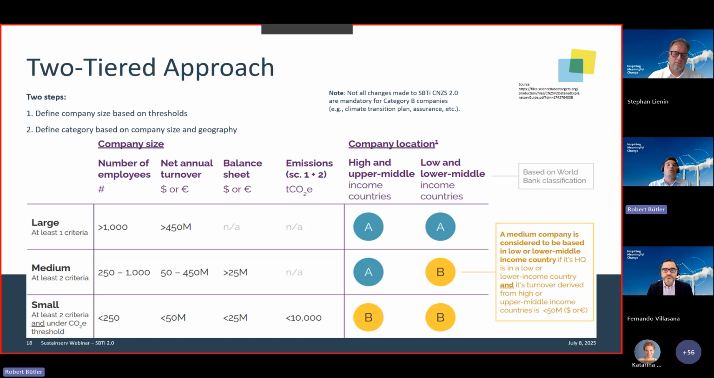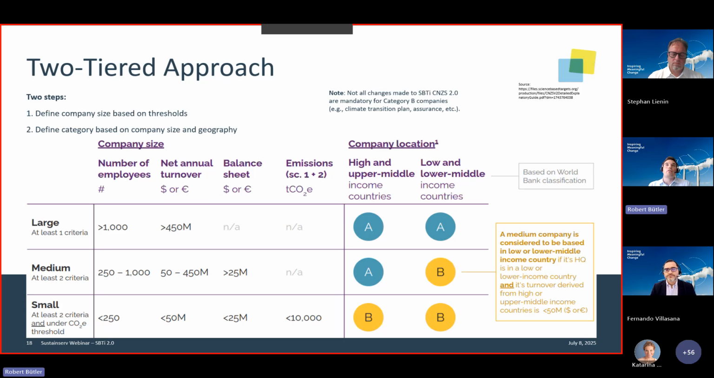SBTi adds the company location to then decide whether you are deemed a category A company or a category B company. And as you can see, for medium-sized companies, there are additional thresholds which then decide whether you fall into category A classification or a category B classification. It is important to note this difference since SBTi introduced in the CNCS 2.0.